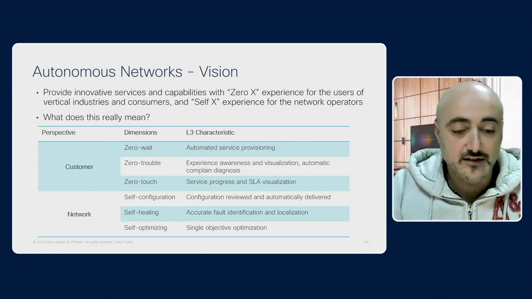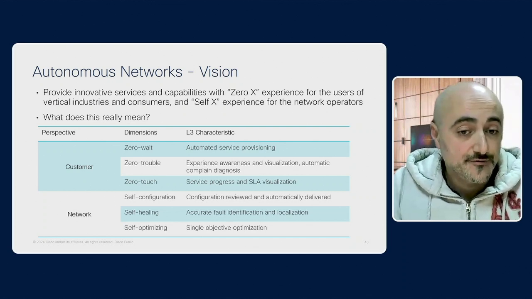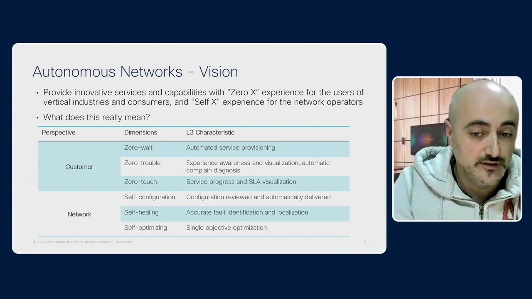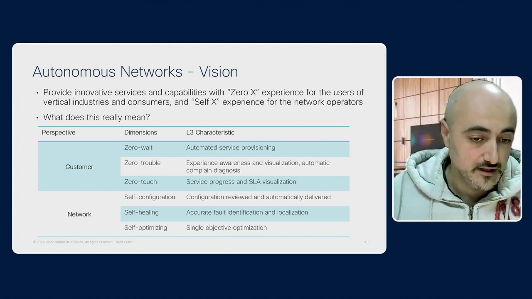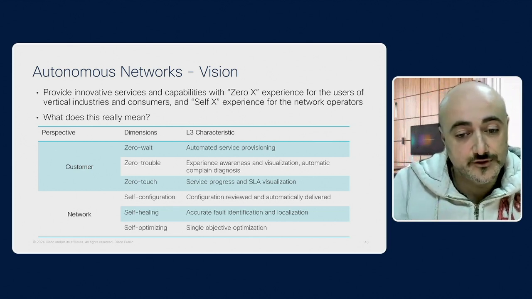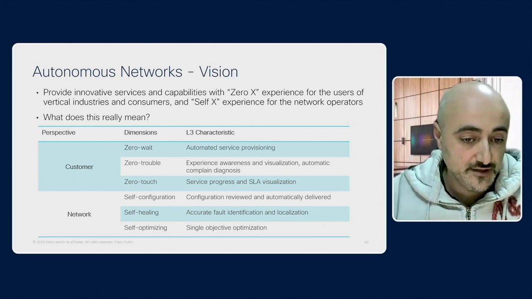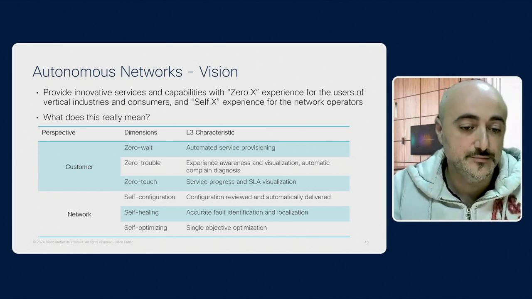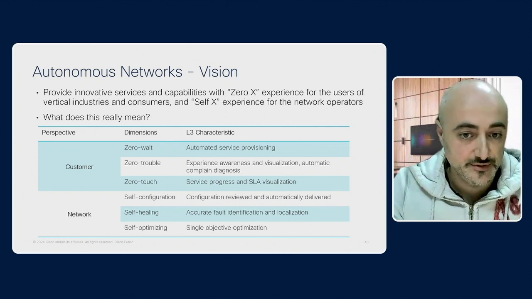So back to our perspective and dimensions. When it comes to the network operator, we are no longer speaking about zero-x, but we are speaking about self-x. What does it mean? With self-x, we refer to self-configuration, self-healing, self-optimizing. At level 3 of the autonomous networks, this means that configuration is reviewed and automatically delivered, speaking about self-configuration. Provisioning of accurate fault identification and localization when it comes to self-healing, and optimization of a single well-defined objective when we are speaking about self-optimization.